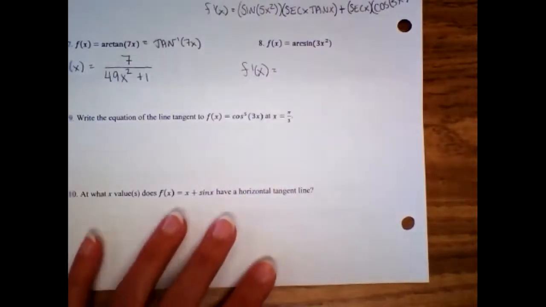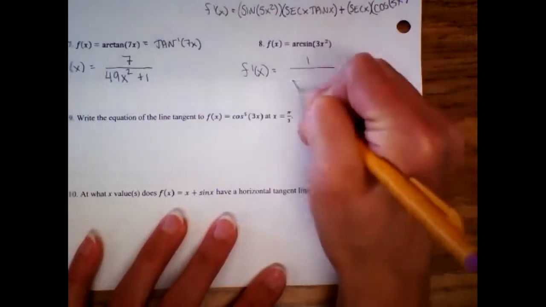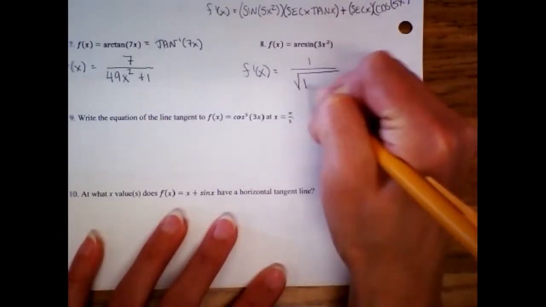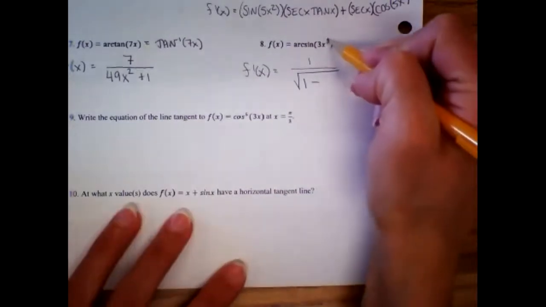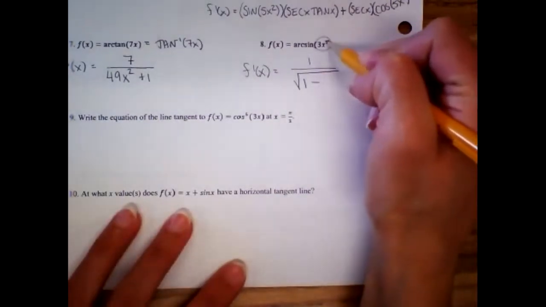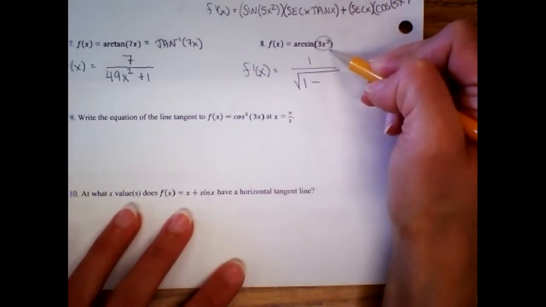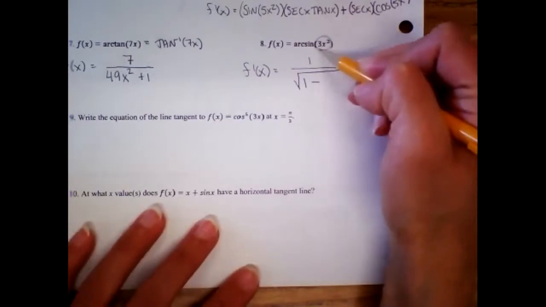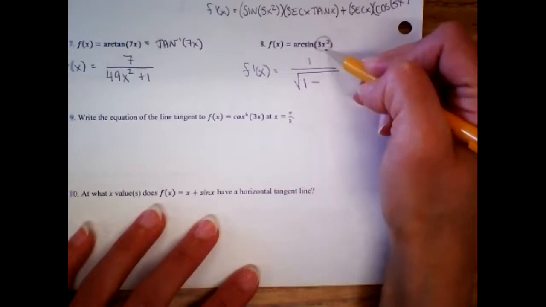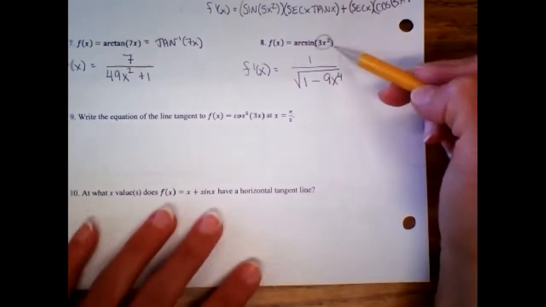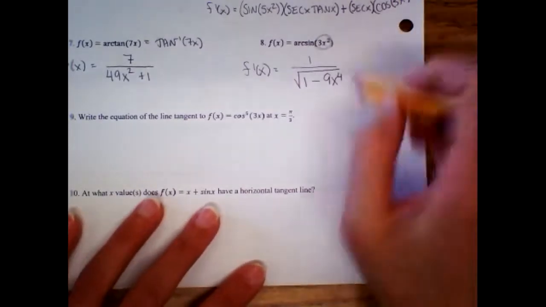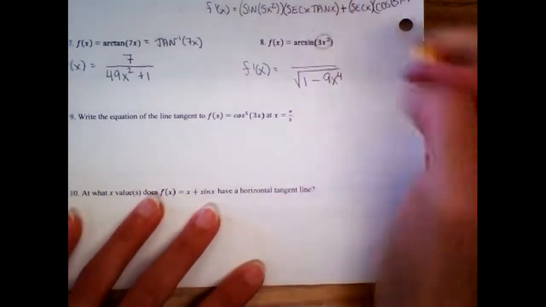So arc sine was 1 over square root 1 minus, and now the pattern says x squared, but it's got to be like this stuff squared. So what would that give us if we square that? Yeah, good, 9x to the 4th. And then you have to chain on the derivative of that stuff, which I would just put right in the numerator. That would be 6x.